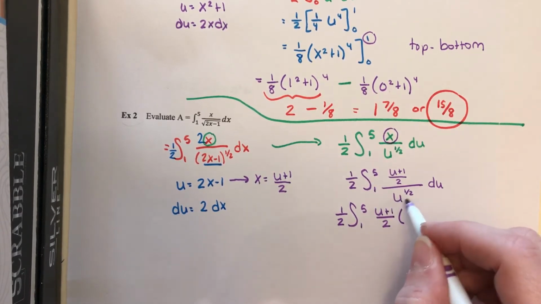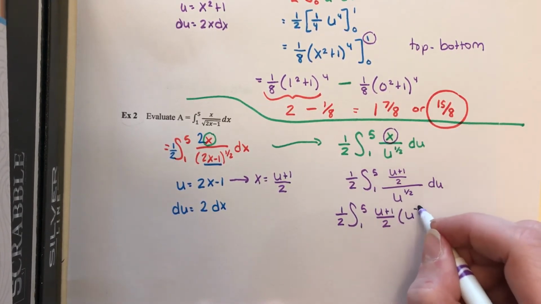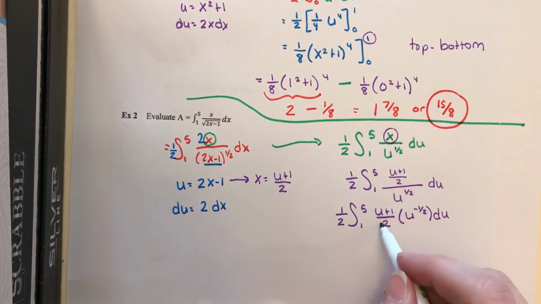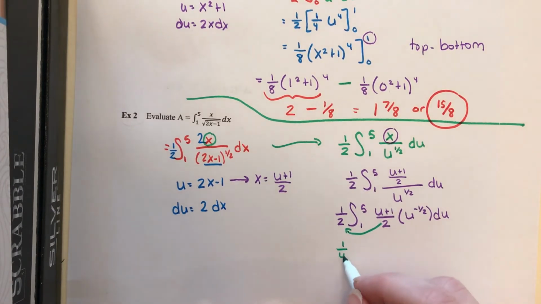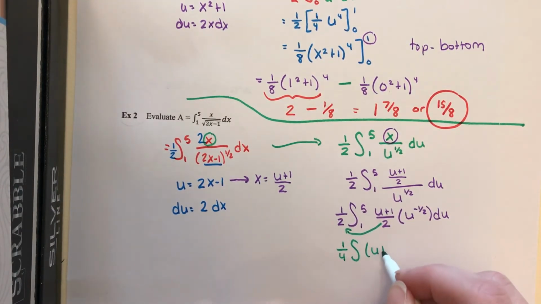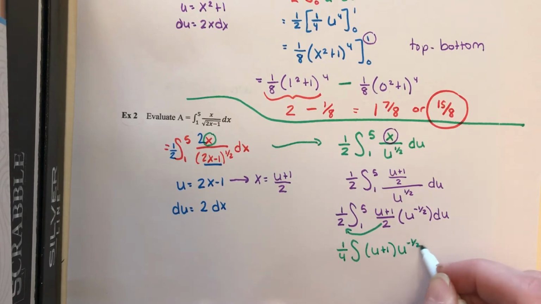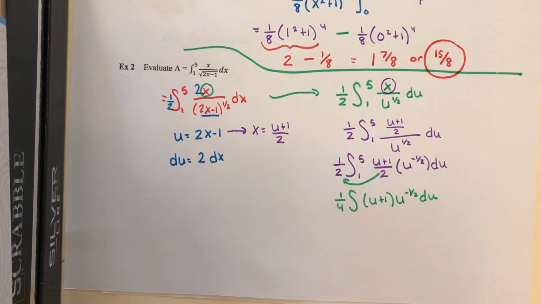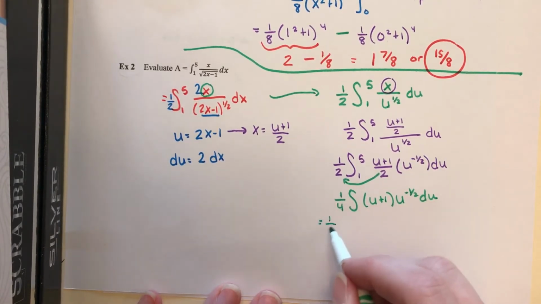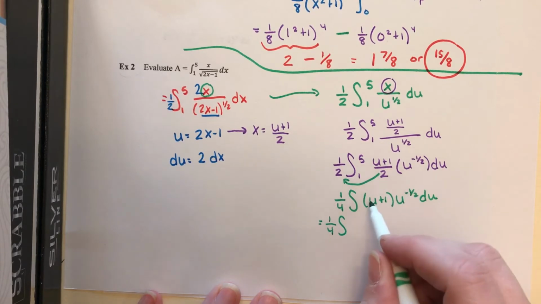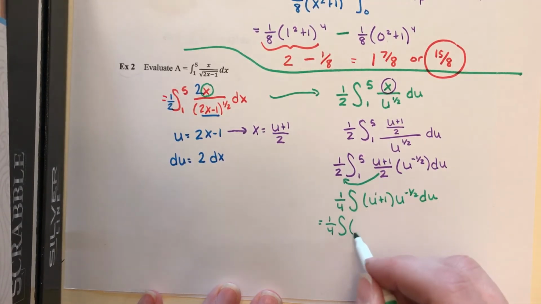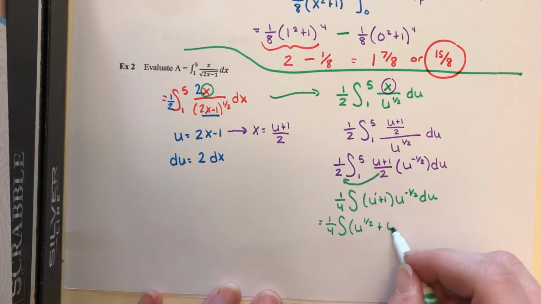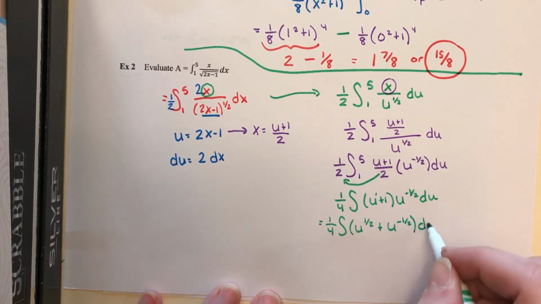I'm going to move this u to the 1/2 up to the top by making it u to the negative 1/2. I'm also going to move this 2 to the outside, so that's going to give me 1/4. Okay, so next thing I'm going to do is distribute u to the negative 1/2 times u to the first. We add exponents when we multiply, so that gives me u to the 1/2 plus u to the negative 1/2 du.